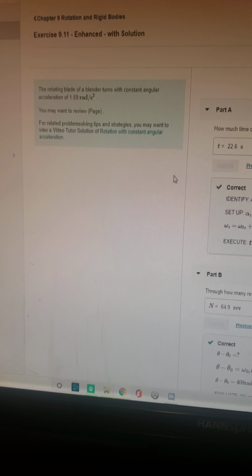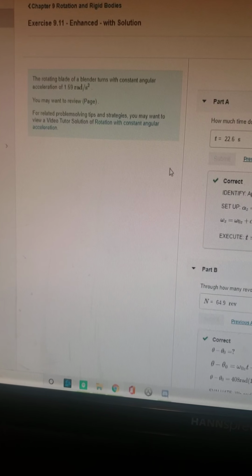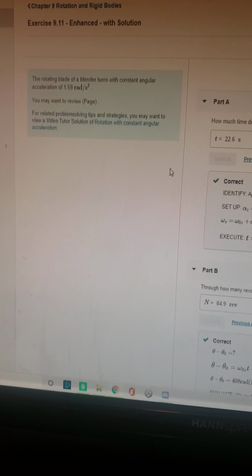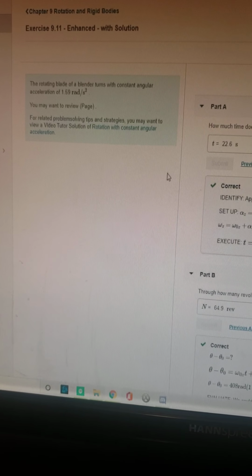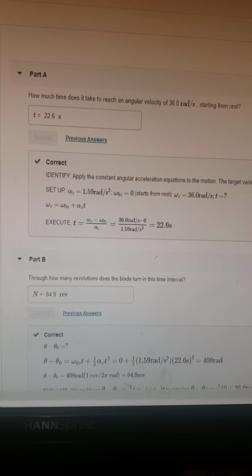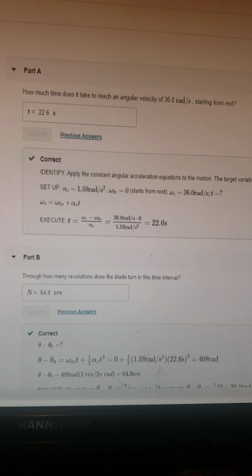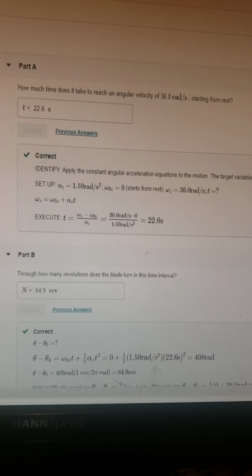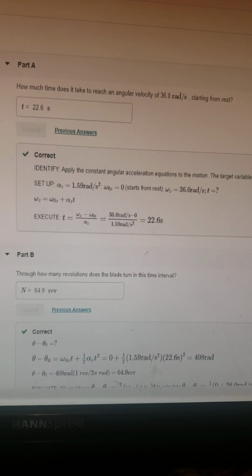In this video, I will be going over exercise 9.11, which reads, the rotating blade of a blender turns with constant angular acceleration of 1.5 radians per second squared. So from right there, we know it's going to be a constant angular acceleration problem. So we're going to go over here to part A, which says how much time does it take to reach an angular velocity of 36 radians per second starting from rest.